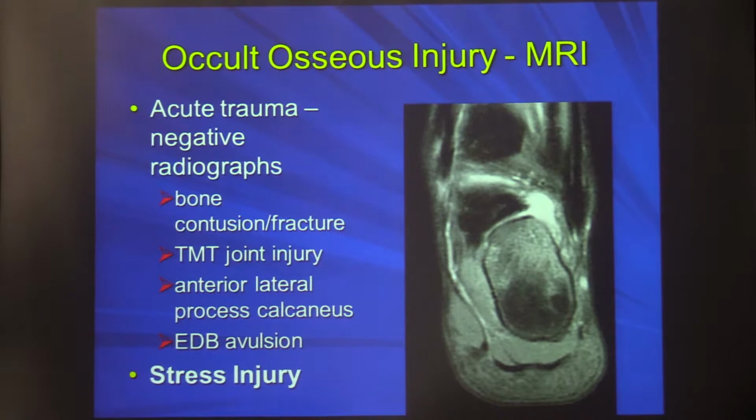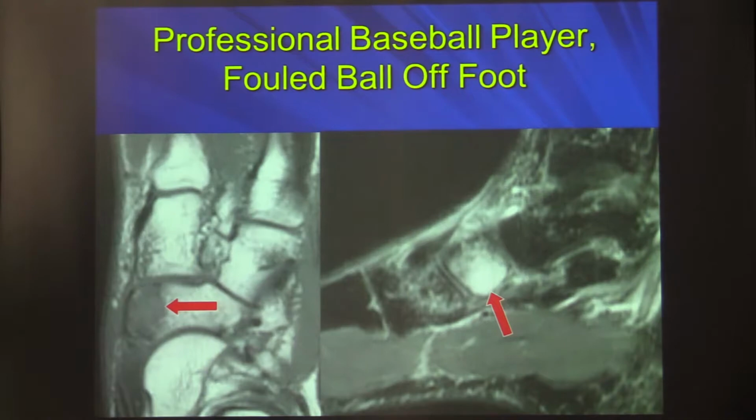Here's a professional baseball player who fouled a ball off his foot. And you can see, as indicated by the red arrows, there is an extensive contusion in the medial aspect of the navicular bone, T1 on your left, inversion recovery scan on your right, easily identified.